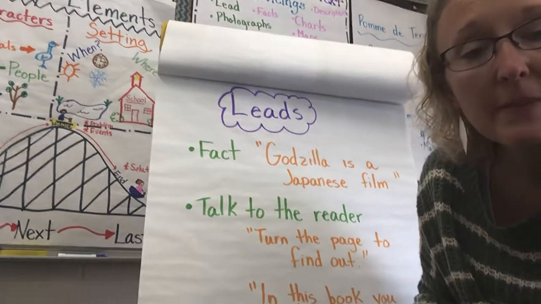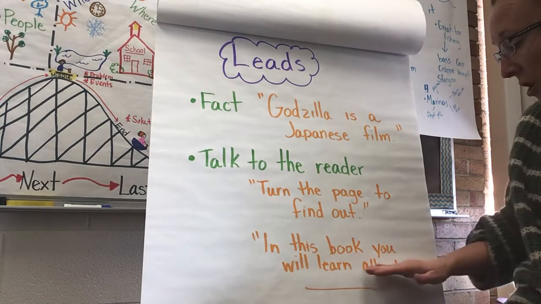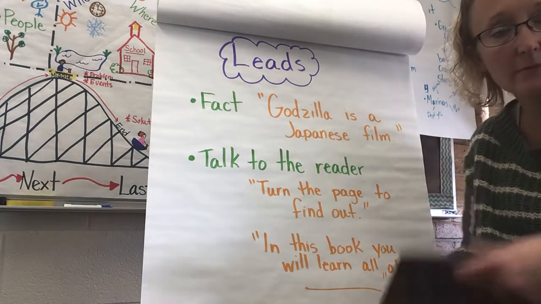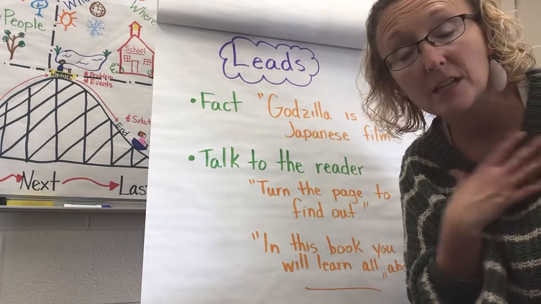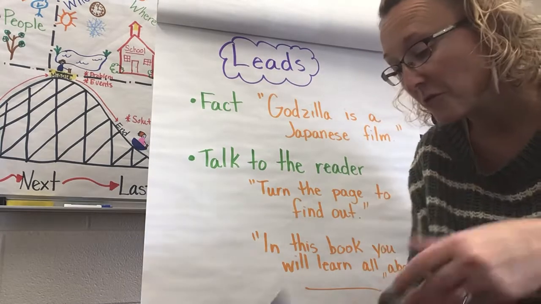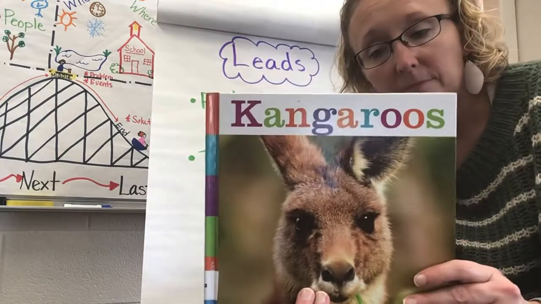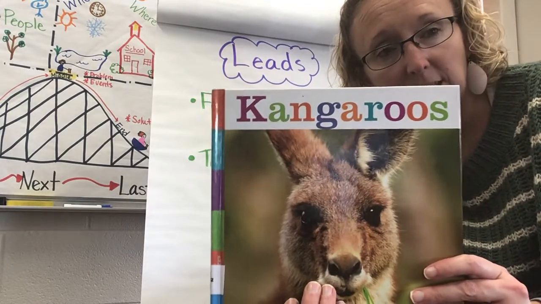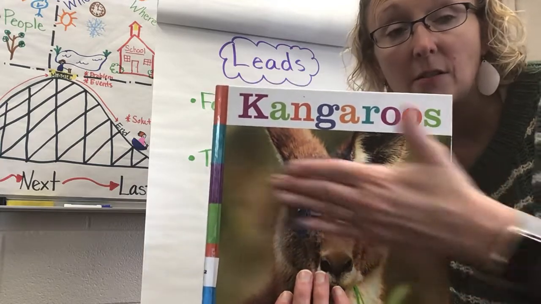Or I could do something like this one down here. In this book, you will learn all about Godzilla, or all about animal tracks, or all about my topic, which is Pomme de Terre Lake. Those are some ideas. Here's another book. This one is a very basic book, and it has a very basic lead, and there's a whole collection of these in the library, so this one would work also.